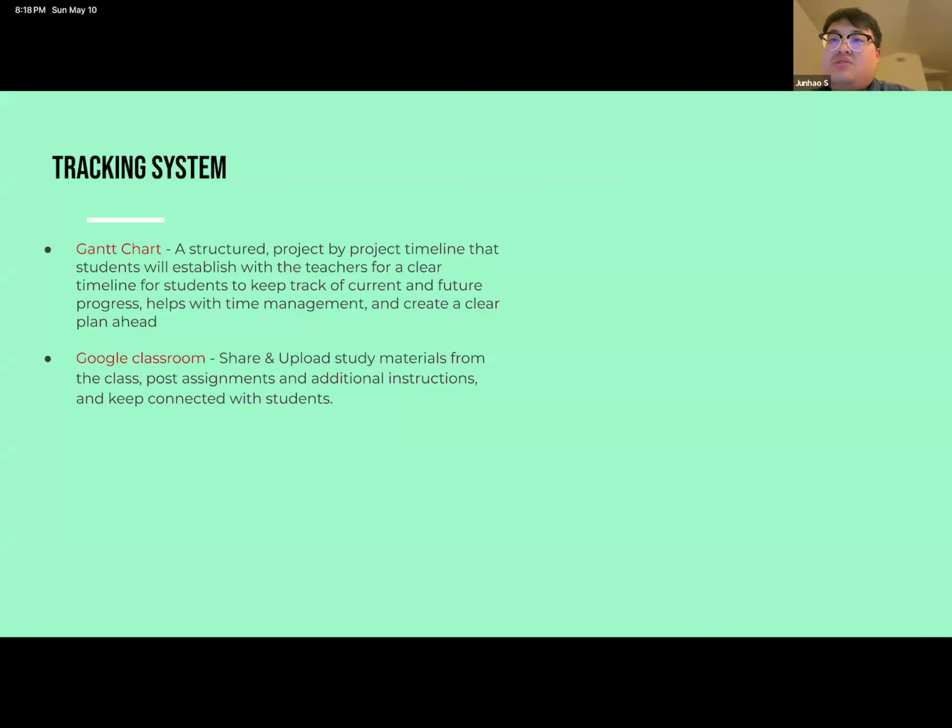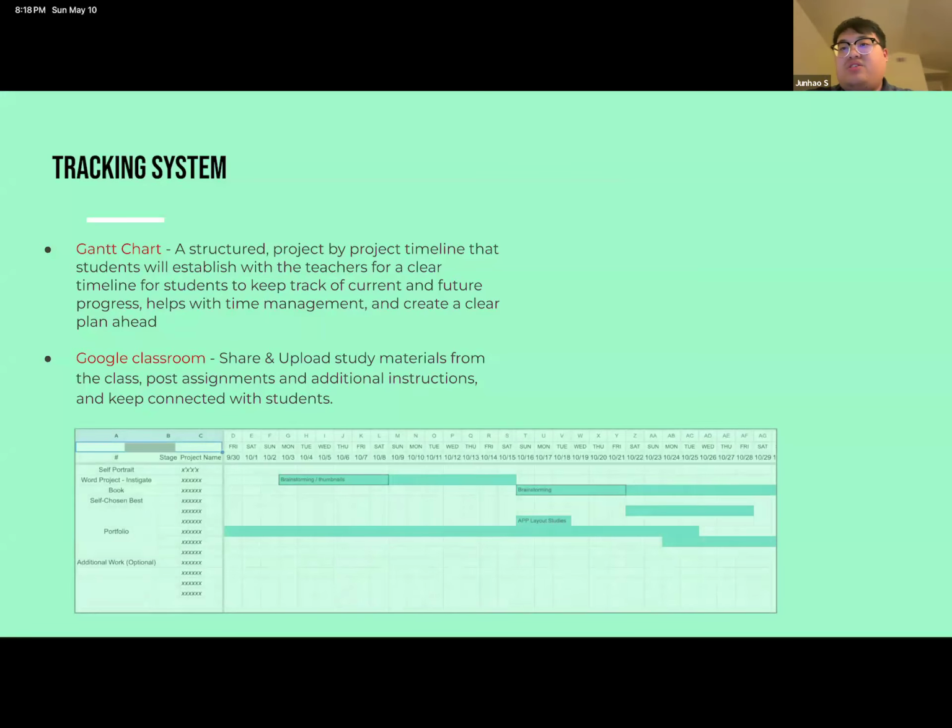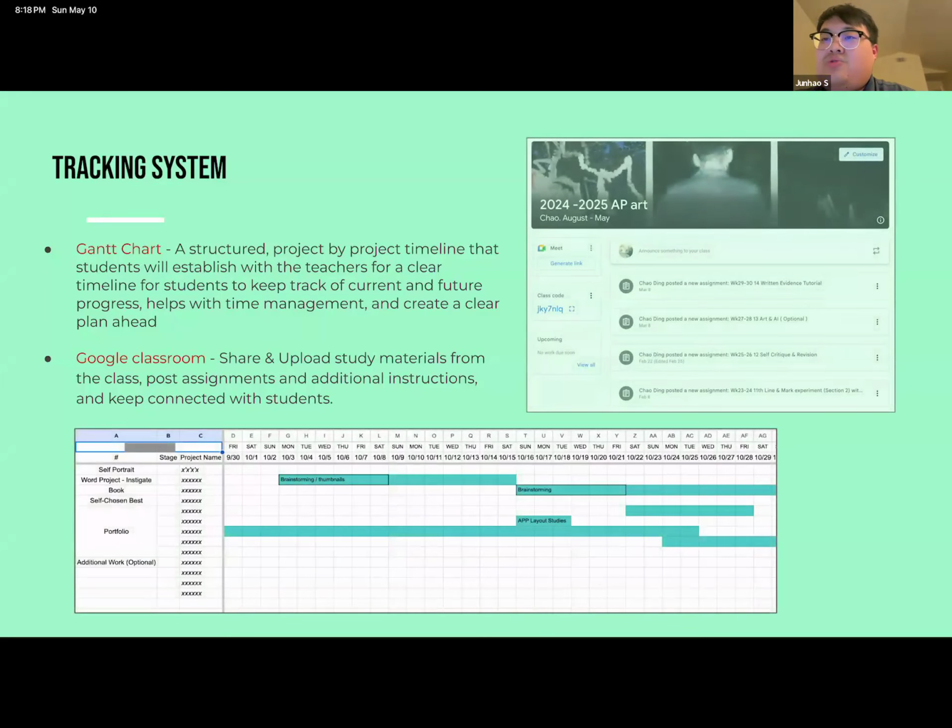Our tracking system, we use two tracking systems here. One is a Gantt chart, another is Google Classroom. With the Gantt chart, we're trying to use it to do a project-by-project timeline. Students can use it to keep track of their current and future progress, help with their time management, and create a clear plan ahead.